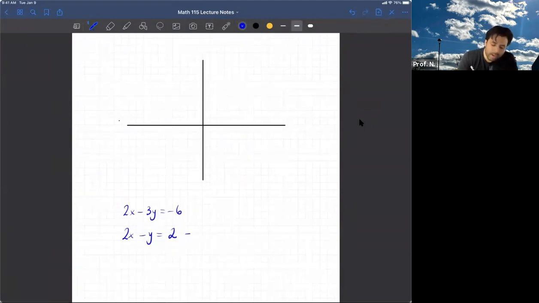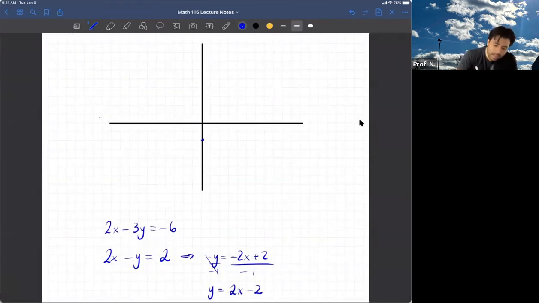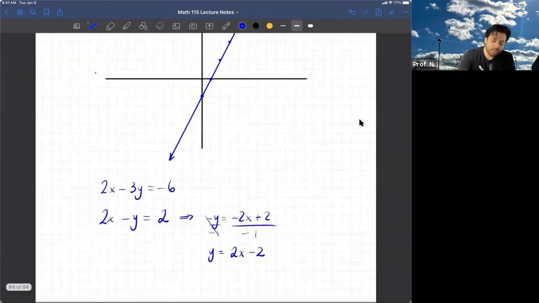So what I would do is rewrite this. I get negative y equals negative 2x plus 2, divide by negative 1, and I get y equals 2x minus 2. What does that mean? I start at negative 2, then move up by 2 over 1, up by 2 over 1, up by 2 over 1, and this is my graph of y equals 2x minus 2. Now I'm going to do the same exact thing for number 2.